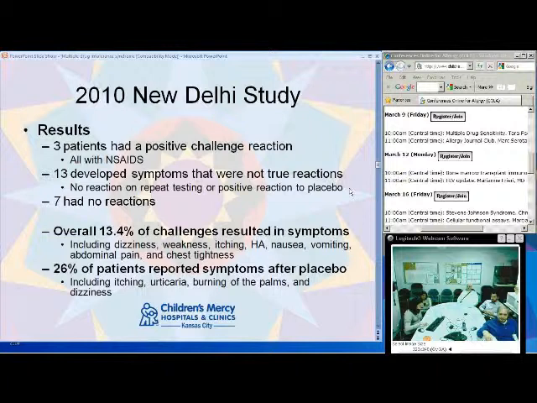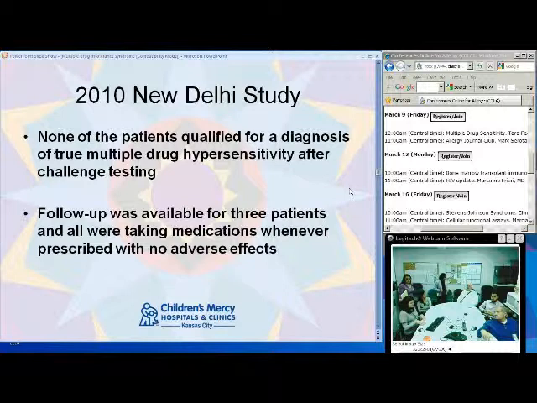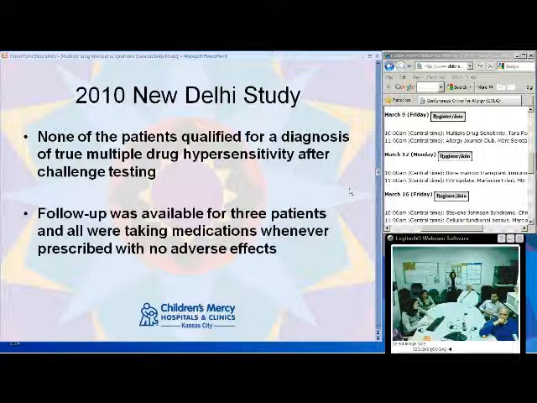So basically, after the study, they determined that none of these patients qualified for a diagnosis of true multiple drug hypersensitivity. They tested them to 15 different drugs, and none of them had more than three true drugs. Only three of them actually had a true reaction. So they were able to rule out multiple drug hypersensitivity in these patients.